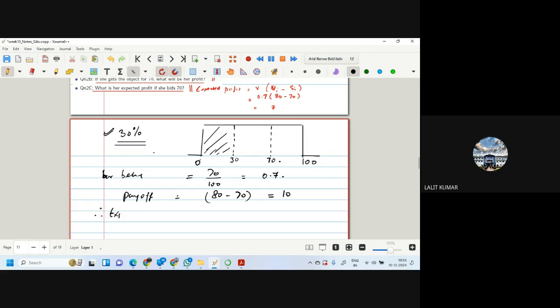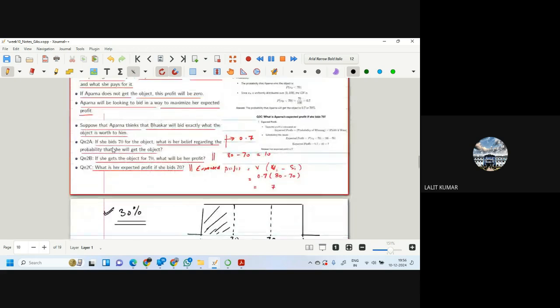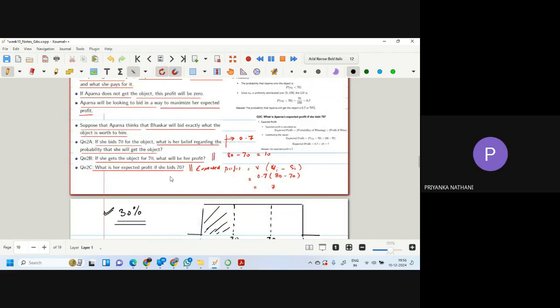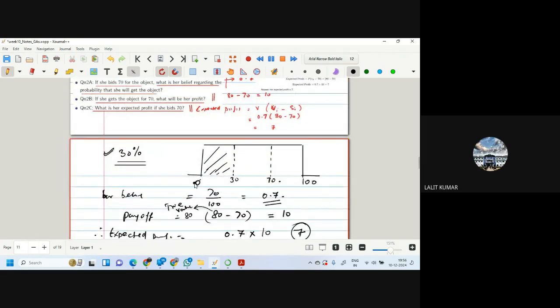Therefore, expected profit is equal to 0.7 times 10. We are getting 80 minus 70 because her true value was 80. She wins at 70, and the probability of winning is 0.7. So expected profit is how much? 7. Okay. This we have done, we have calculated 7.